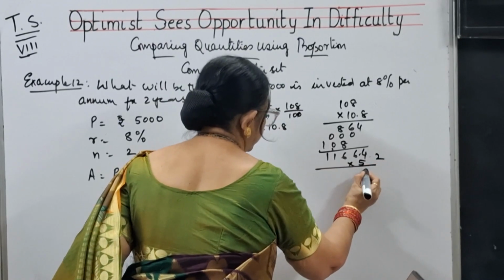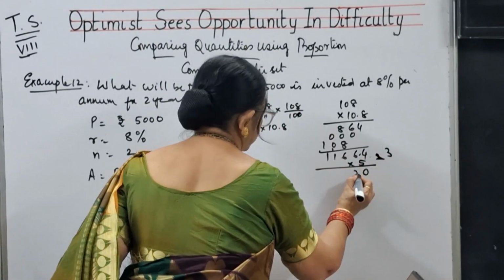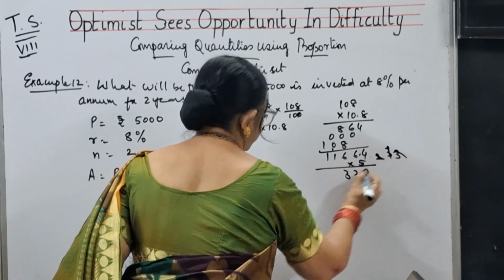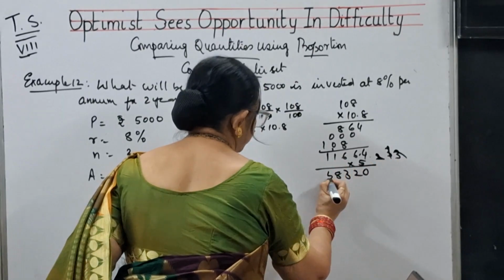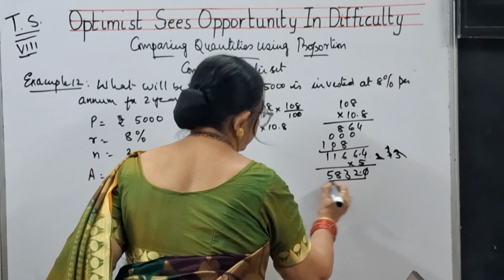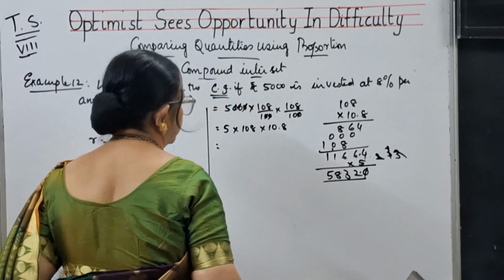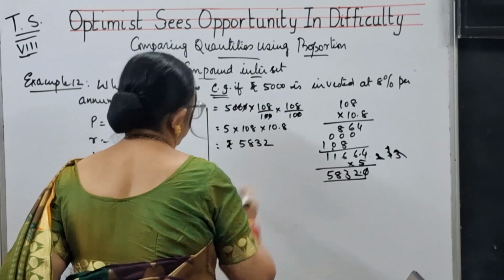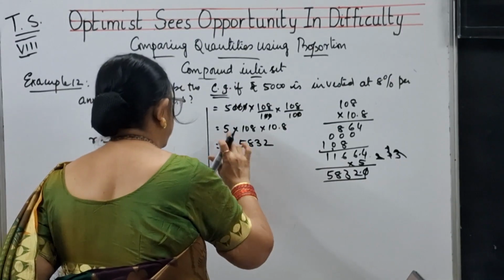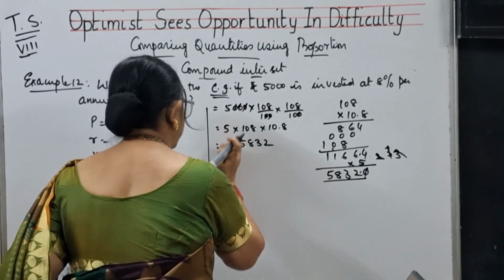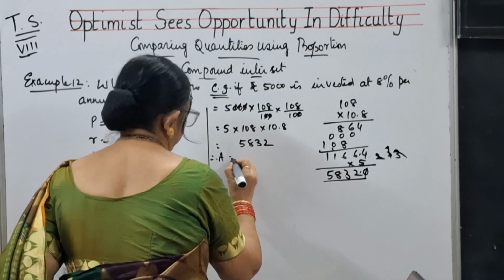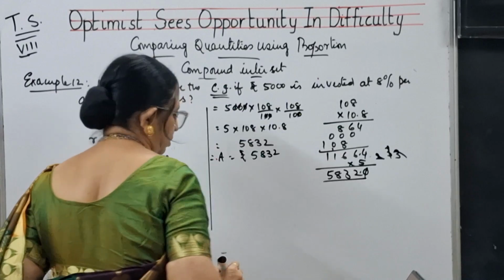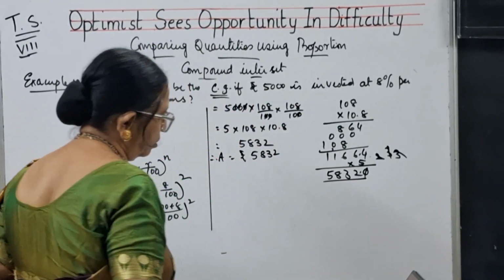5 fours are 20, 5 zeros are 0, 5 sixes are 30 plus 2 is 32, 5 ones are 5, 33, 5 ones are 5. So with one digit decimal, if you take it out, you are getting rupees 5832. Therefore amount is equal to rupees 5832. Now what is the question?